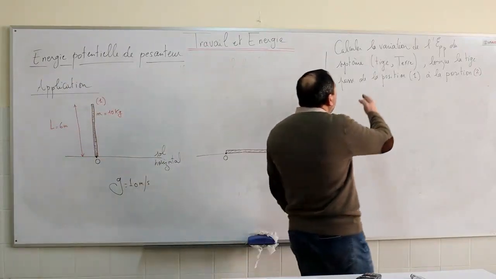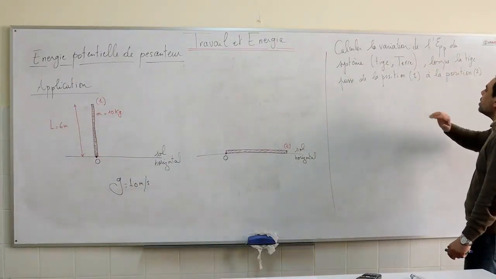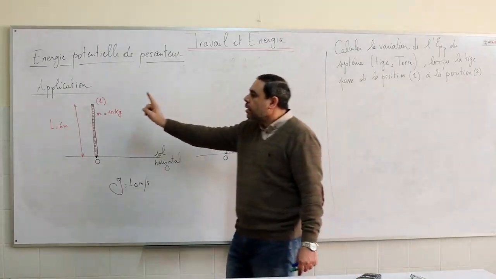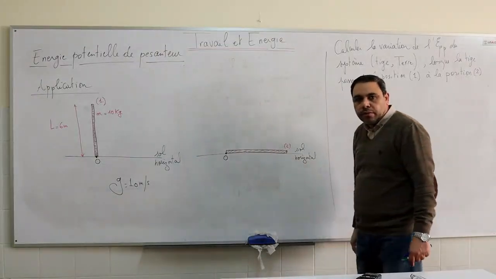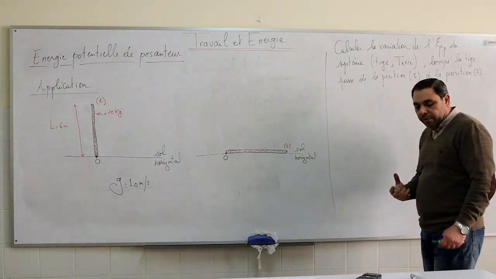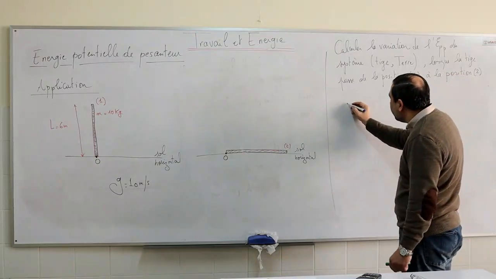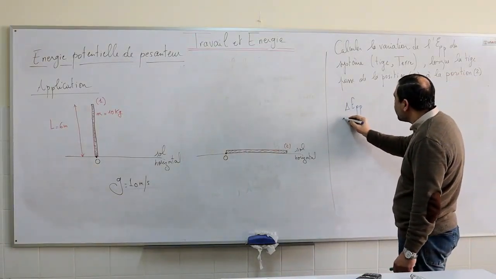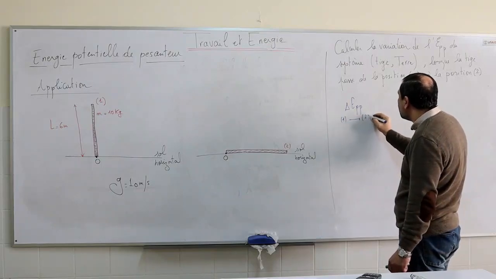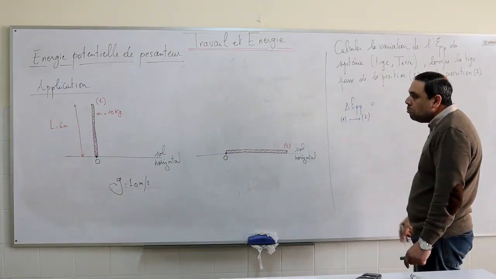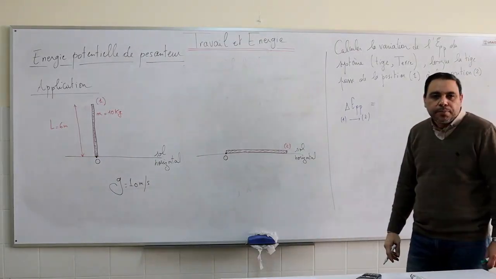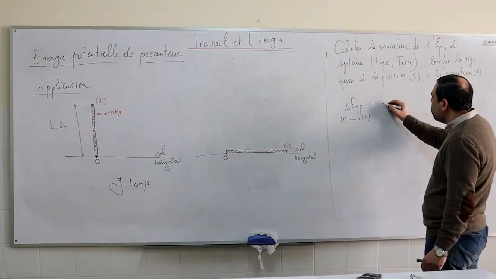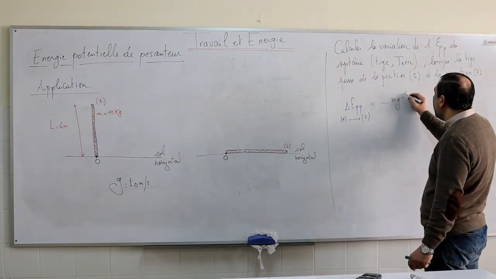Calculate the variation in the gravitational potential energy of the system, rod Earth, when the rod passes from position 1 to position 2. The variation in the gravitational potential energy when the rod moves from position 1 to position 2. Note that the rod is basically descending, so we use the negative sign, minus mgh.